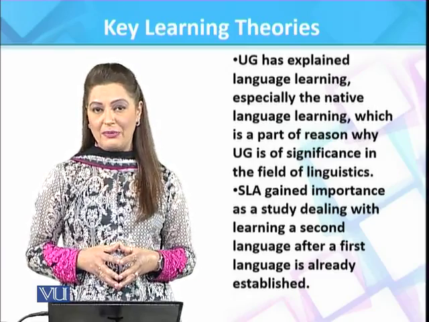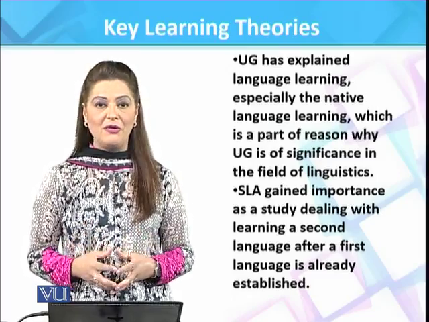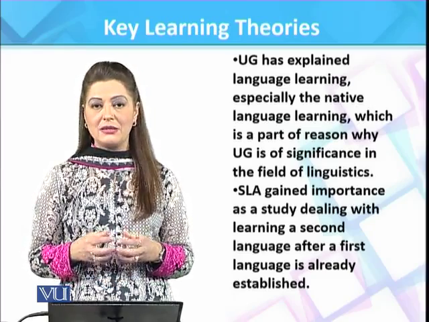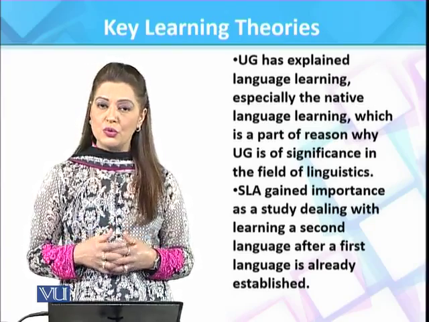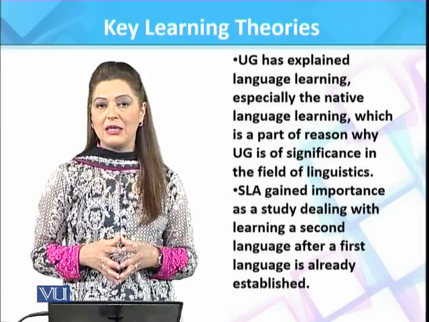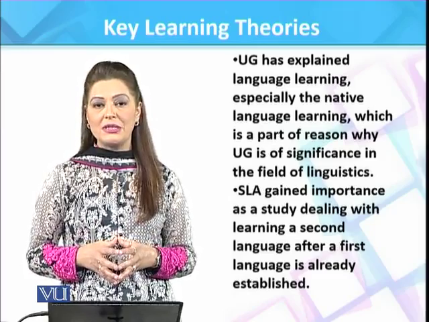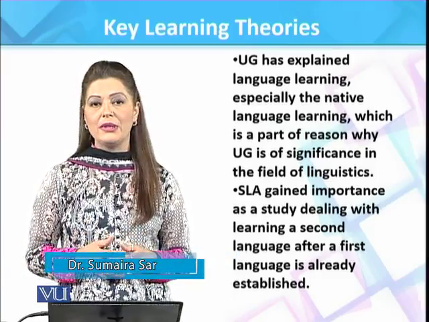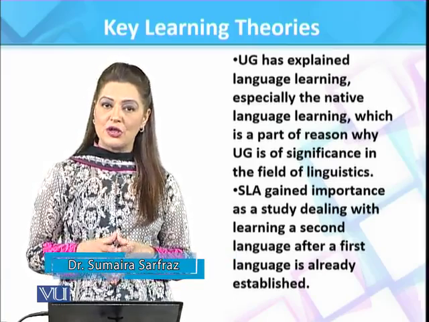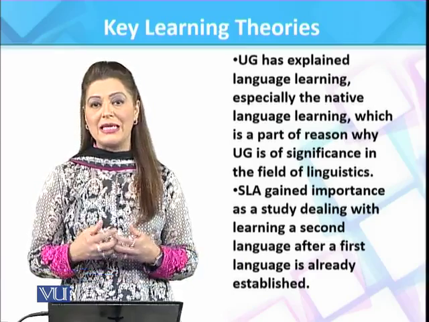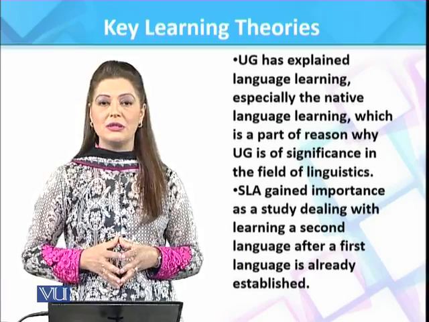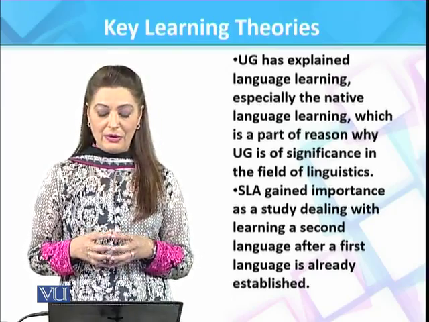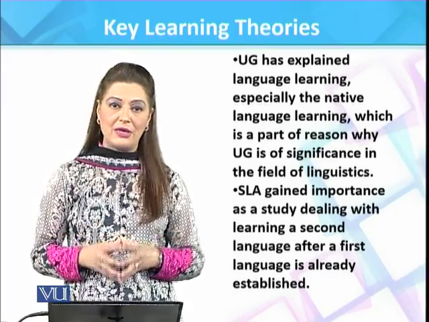So the focus of universal grammar basically remains on the acquiring of the first language. The reason is that the very concept of innate language rules and principles has to do with the child learning. Chomsky has conducted numerous researches to prove that children learn quickly and without explicit instruction, and that they can point out the structures which are grammatical and which are ungrammatical. So we see that universal grammar remains focused on first language acquisition.